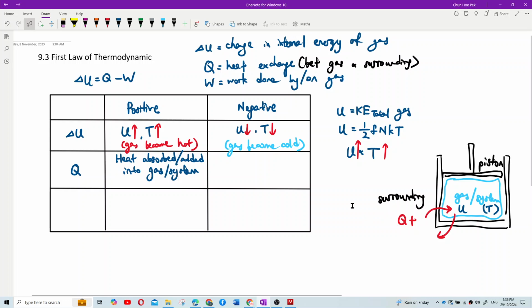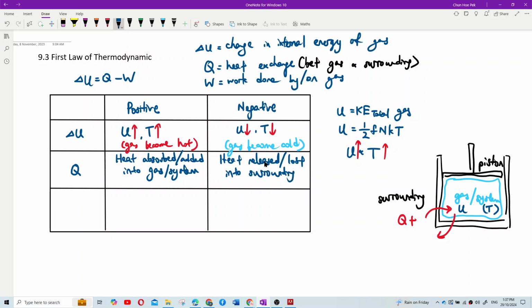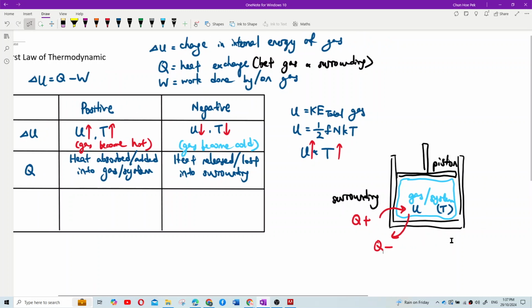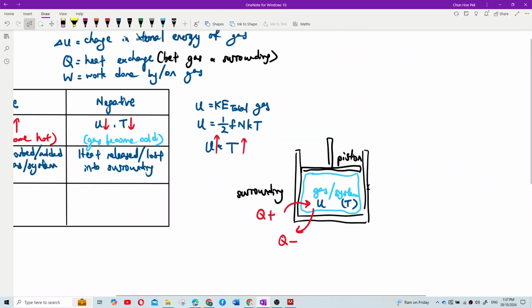Okay. And then what does Q negative mean? Q negative means heat release, or loss into the surrounding. Heat loss to surrounding. Heat release. So if heat goes out, that is Q negative. Heat goes in, Q positive. Heat goes out, negative.